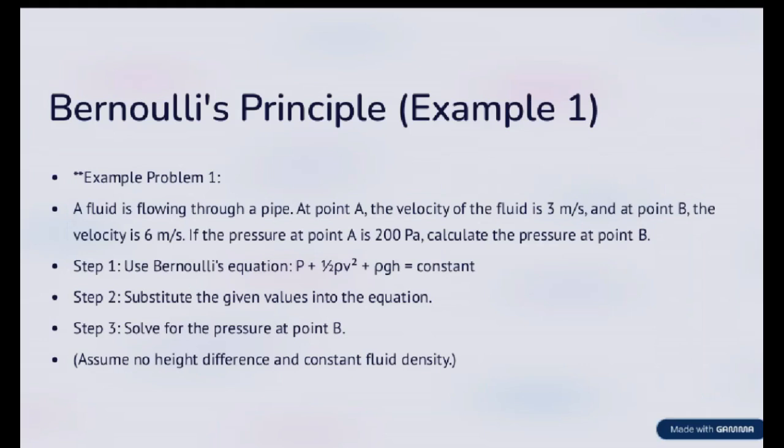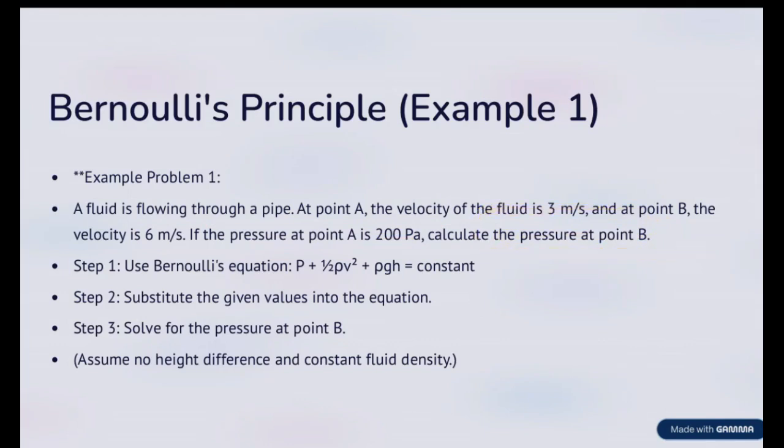So our PA, they gave us our pressure at point A. Pressure at point A was 200 Pascal. If the pressure at point A is 200 Pascal, then we've got our PA. So now our PB is what we are looking for. They say pressure at point B, that we are looking for. We don't know our pressure at point B.